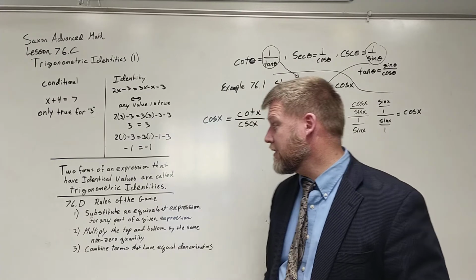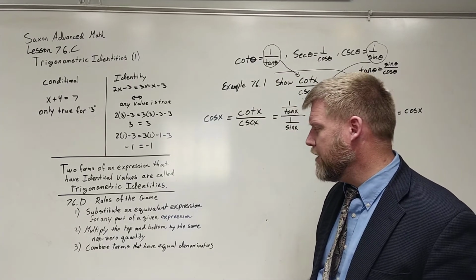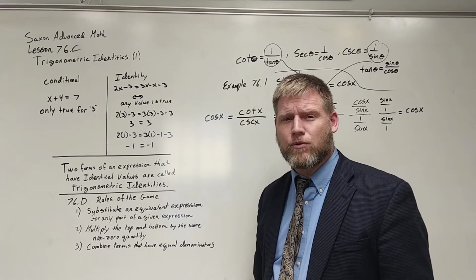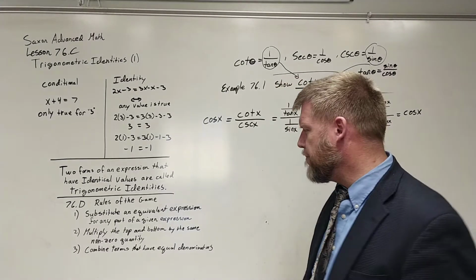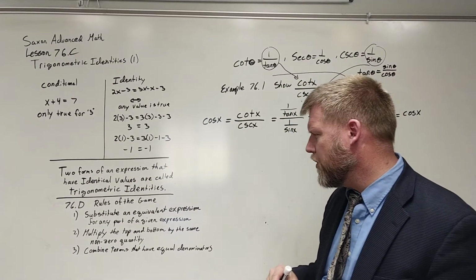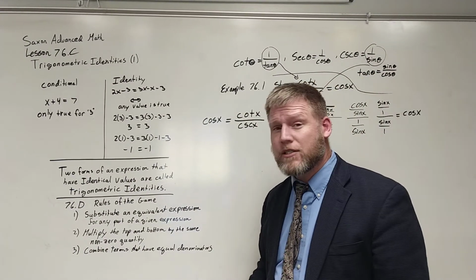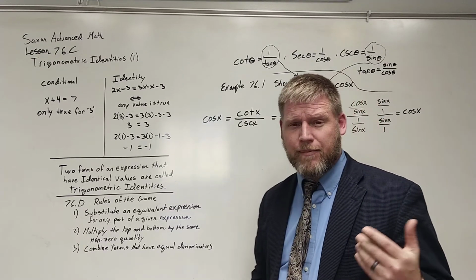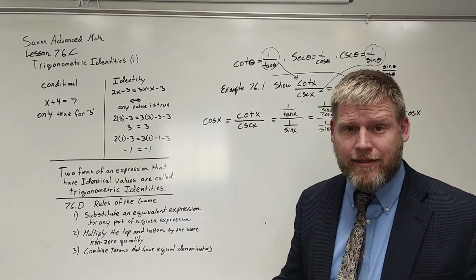Now, 76.d says rules of the game. And these are what we're going to be doing for solving an identity, or proving something to be true, or showing that it's true would be a better way to put that. So first of all, I'm substituting an equivalent expression for any part of the given expression. Multiply the top and the bottom by the same non-zero quantity, right? I can't do that by a 0. Okay? If I multiply it by a 0 quantity, I negate this and it doesn't work.